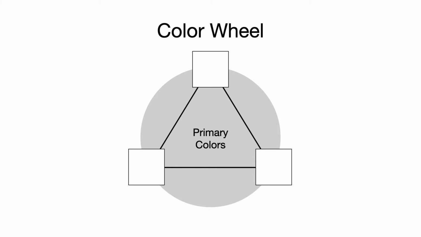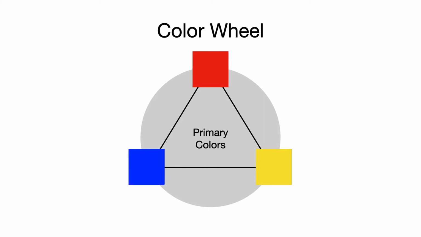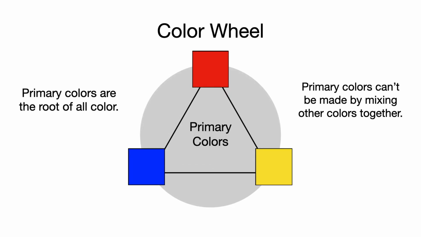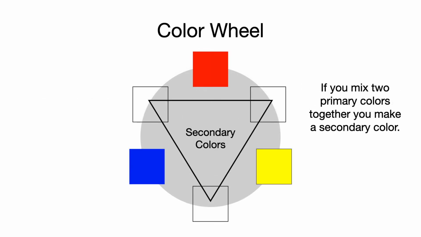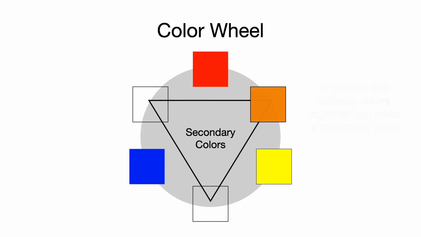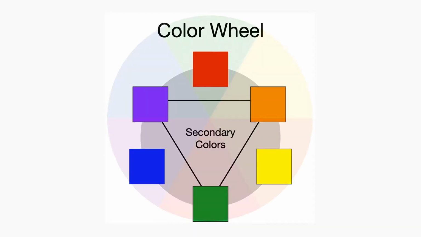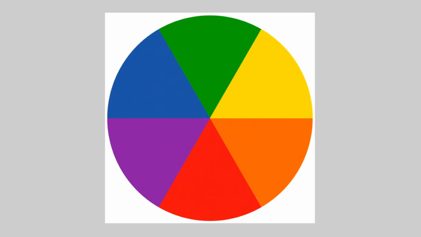On the color wheel, the primary colors are red, yellow, and blue. Primary colors are the root of all color. They can't be made by mixing other colors together. If you mix two primary colors together, you make a secondary color. The three secondary colors are orange, green, and violet, or purple. Here's a simple color wheel.